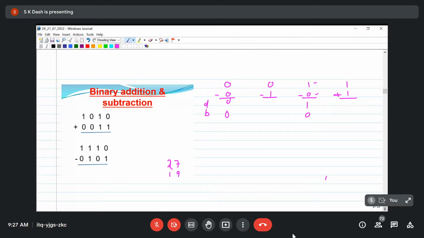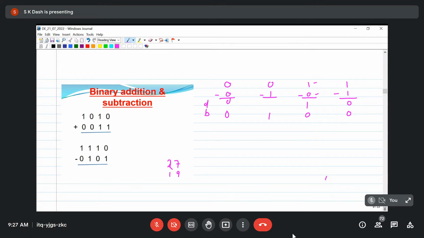Then 1 minus 1, what will be 1 minus 1? Do you require any borrow here? No, sir. Both are the same, borrow not required, borrow is 0. Difference is also 0. Then 0 minus 1. So here you require a borrow. So borrow will be 1. Okay. Then what should be the difference here?